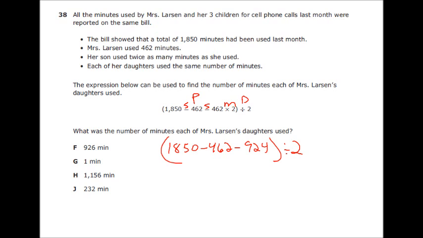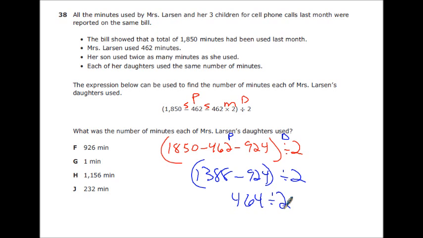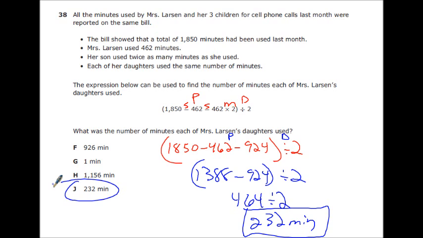So I have now still my parentheses and my division. In my parentheses I have only subtraction, so I can work left to right. So I'm going to do 1,850 minus 462, which is 1,388, minus 924. I'm going to divide that by 2. So 1,388 minus 924 is 464. Divided by 2, and I get an answer of 232 minutes. And that proves that J would be the correct answer.